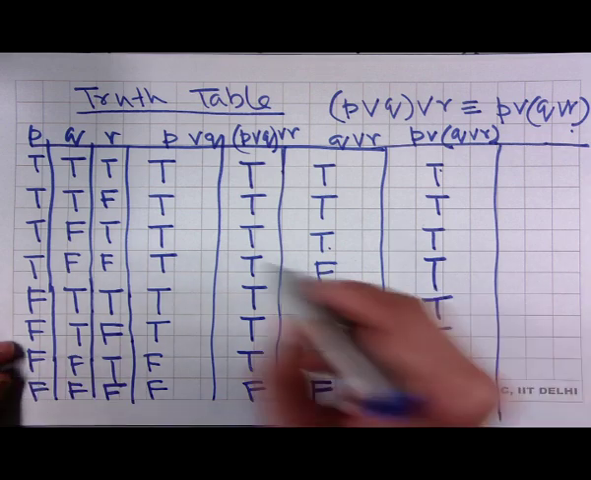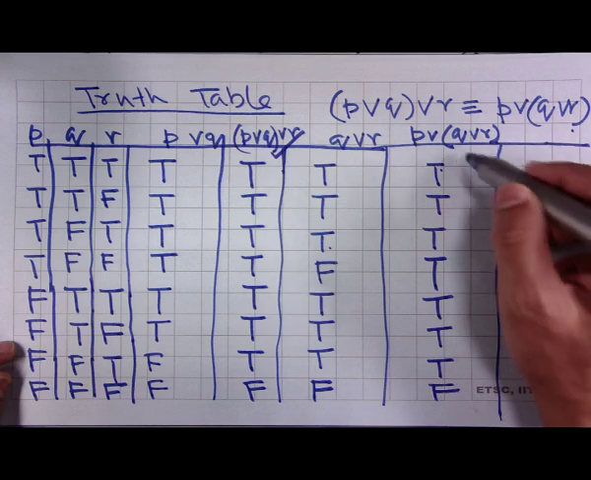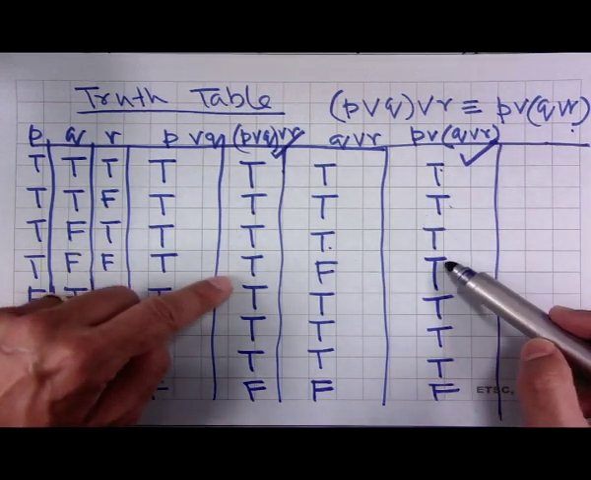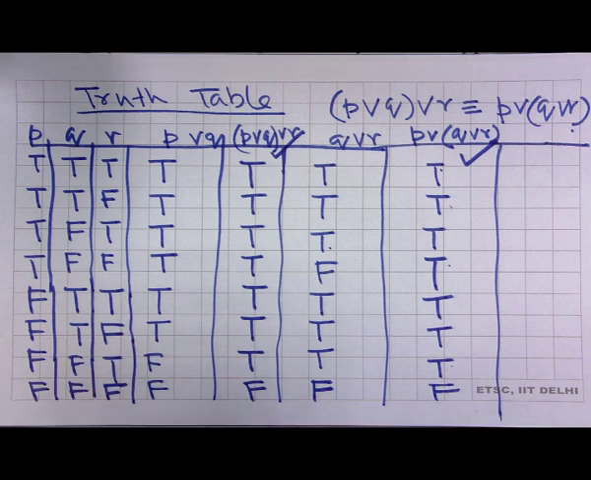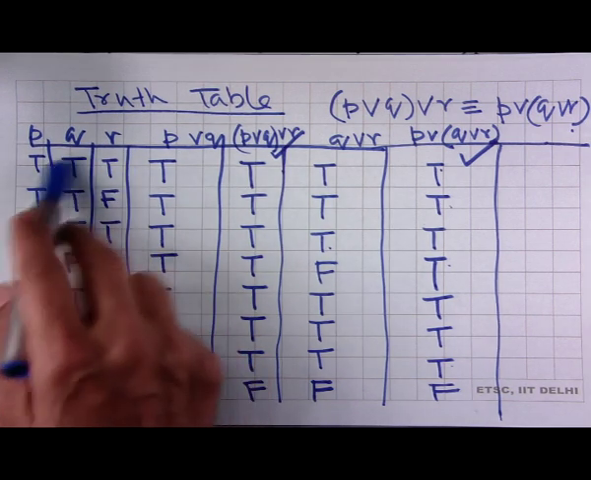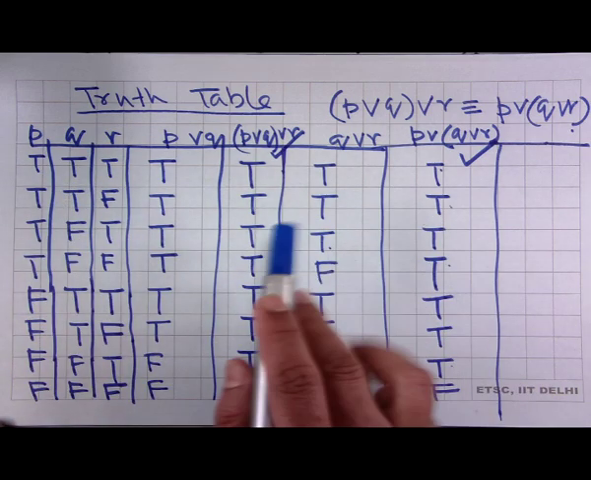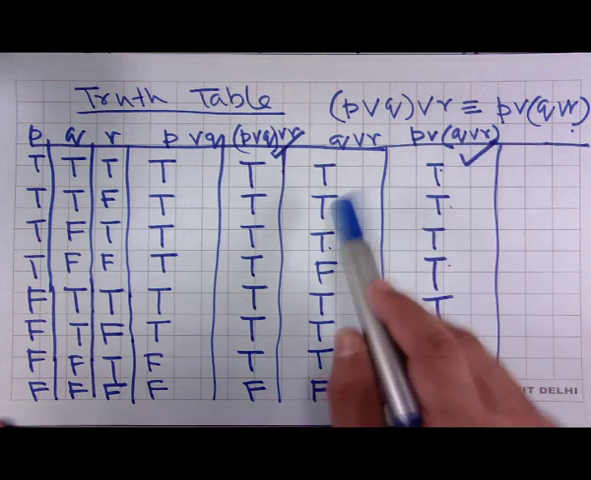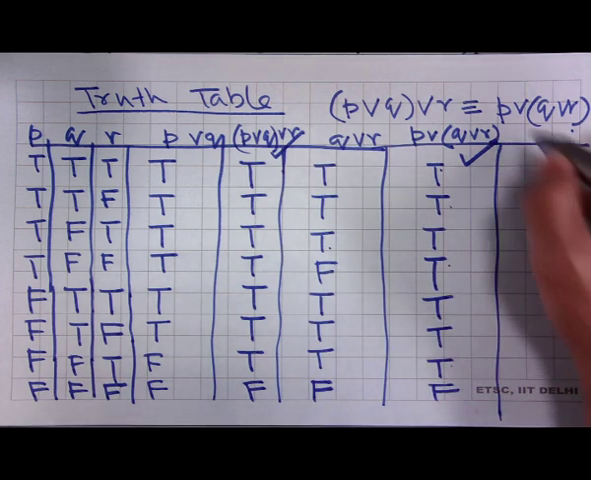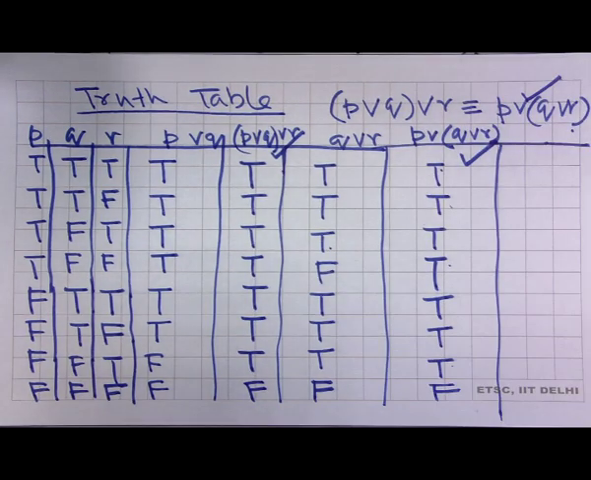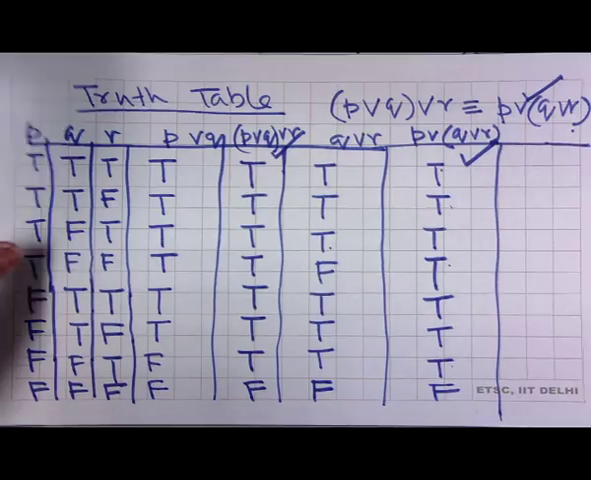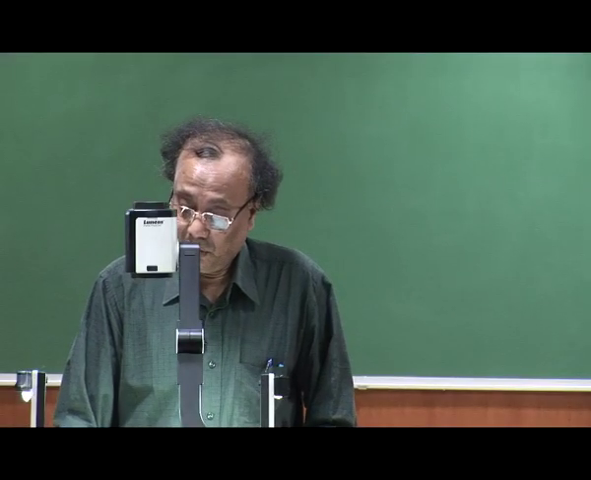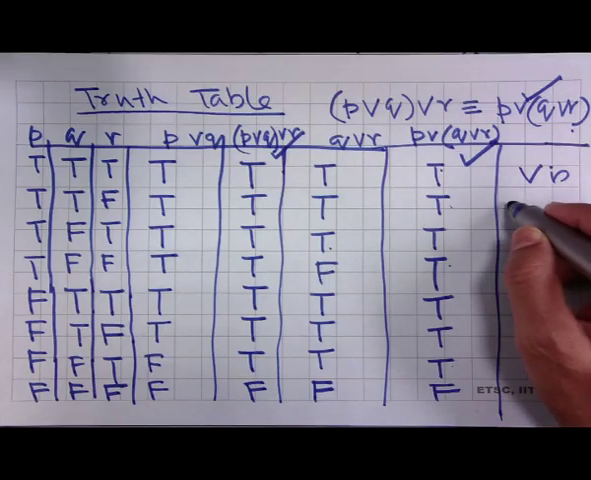Now, if we compare this column and this column, we find that they have the same truth values in all the rows. That is, for all possible combinations of P, Q and R, the truth values of (P or Q) or R and P or (Q or R) are the same, or in other words, we can say that they are equivalent. Therefore, in effect, we say that OR is associative.